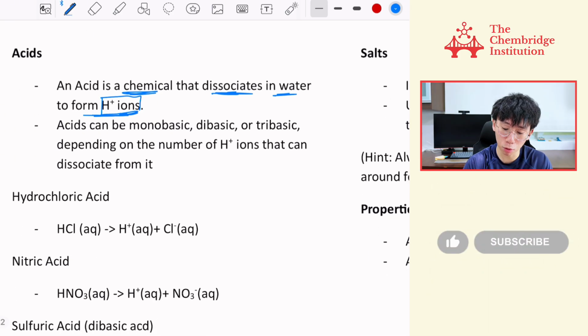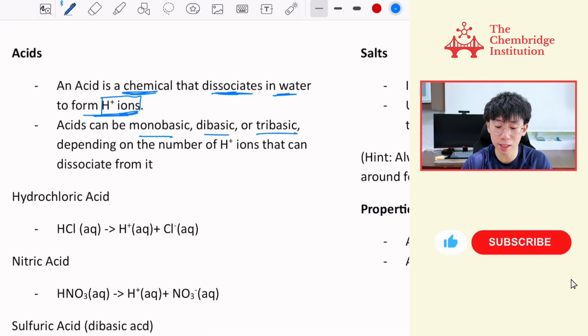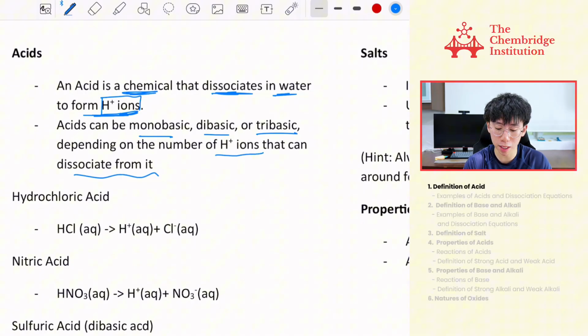So acids can be monobasic, dibasic or tribasic, depending on the number of H+ ions that can dissociate from it. We'll be touching on this later on, but the basicity of an acid is an important concept that you have to be quite aware of. So let's look at some examples of acids.